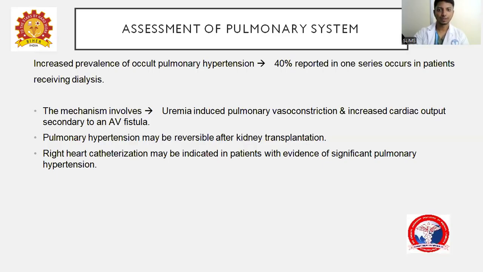So, beginning with the assessment of the pulmonary system, increased prevalence of occult pulmonary hypertension is a very important thing, because 40% was reported in one series to occur in patients receiving dialysis. The mechanism involves uremia-induced pulmonary vasoconstriction and increased cardiac output secondary to AV fistulas. Pulmonary hypertension may be reversible after kidney transplantation. Right heart catheterization may be indicated in patients with evidence of significant pulmonary hypertension.